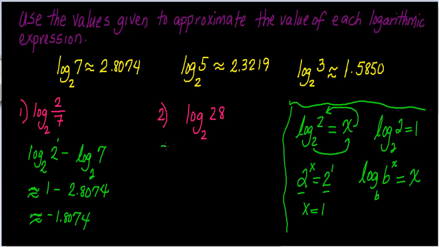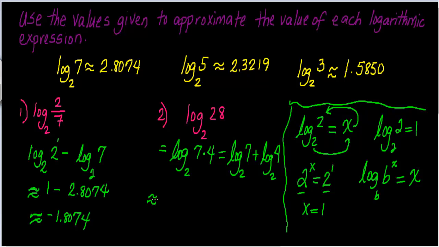Let's rewrite this first. This will equal log base 2 of 7 times 4, right? That's 28. And whenever we have a product as the argument, I can go ahead and write this as an addition of logs. Log base 2 of 7 plus log base 2 of 4. And now I know what log base 2 of 7 is because they tell me. So this is approximately equal to 2.8074 plus log base 2 of 4.